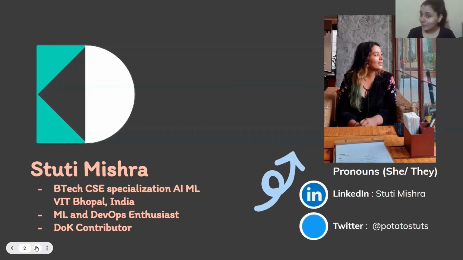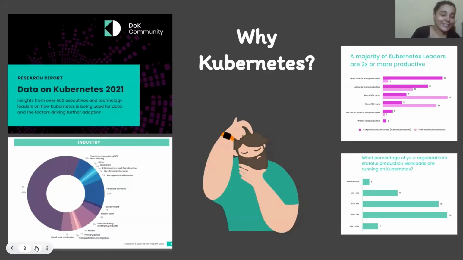Hi, my name is Stuti Mishra. I'm currently doing my CSE undergrad from VIT Bhopal, India. I'm a machine learning and a DevOps enthusiast. And most importantly, I'm a contributor at DoK. My pronouns are she and they, and I'm comfortable using both of them equally. Here are my socials, just in case you want to connect.